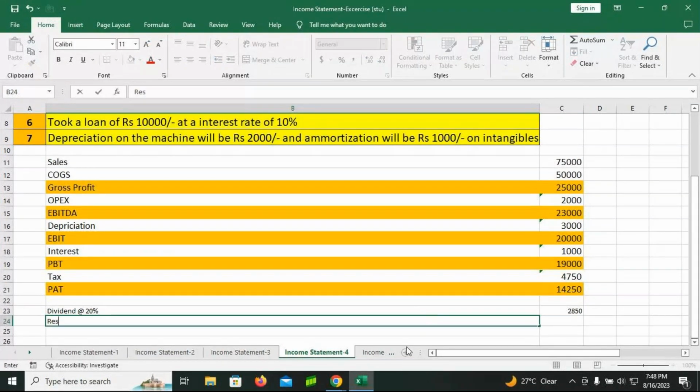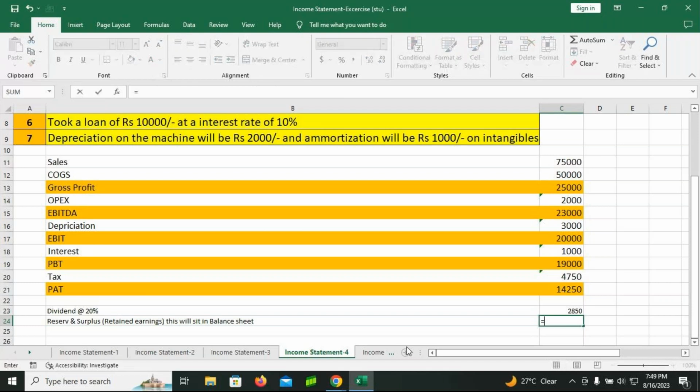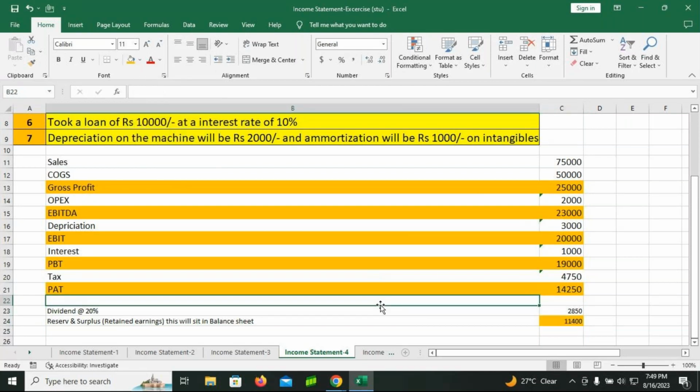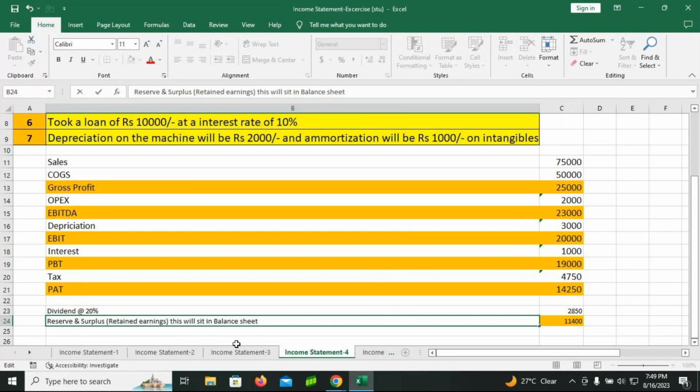Next, this will be coming as reserves and surplus, which can be said as retained earnings, which comes in the balance sheet. So this will sit in your balance sheet. Now after paying the dividend, the amount that is left is 14,250 minus 2,850. So this is your reserves and surplus.